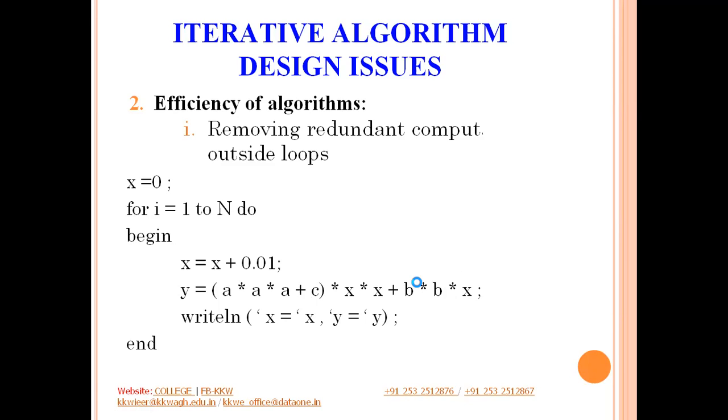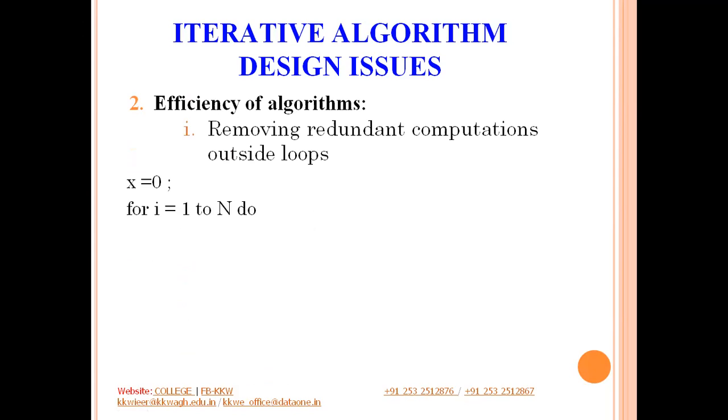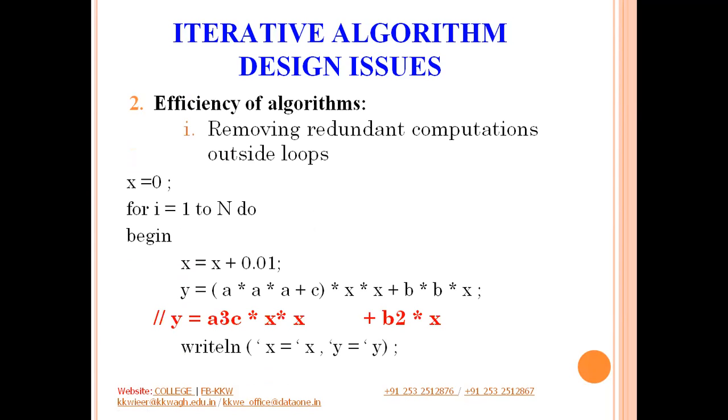So how to do it? Just check the variation of the code, which is much more efficient. What we have done here is, you can see this a^3 + c. This variable we will initialize to a into a plus c outside the loop. That means here. Similarly this b into b, so variable b2 is equal to b into b. This initialization we will make here outside of the loop.